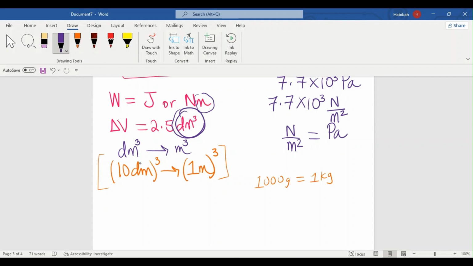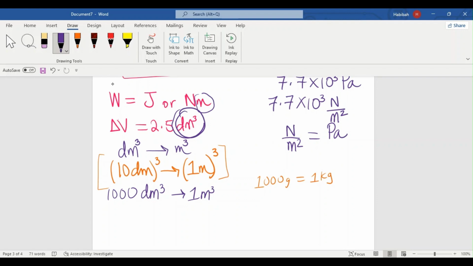In this case, we have to cube it in order to go from decimeter cubed to meter cubed. So you have 10 decimeter cubed, the same thing as 1,000 decimeter cubed, and then 1 meter, all in brackets cubed, the same thing as 1 meter cubed. So now we're going from 2.5 decimeter cubed to meter cubed.